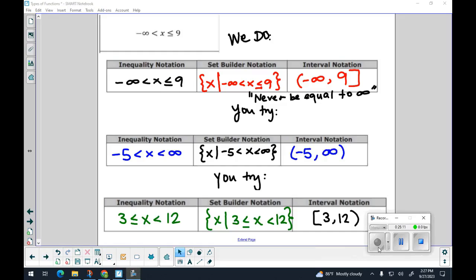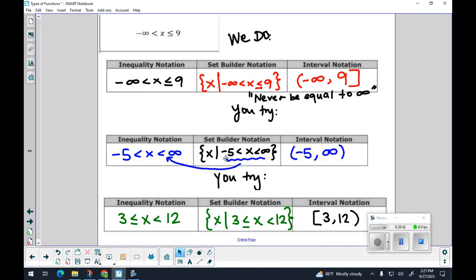Okay, so hopefully you paused the video. Let's talk about the blue one first. For inequality notation, remember it's literally taking the same thing from the set builder notation, which says negative 5 is less than x is less than infinity. And when we talk about interval notation, notice how we didn't have any lines underneath. It's just less than. It's not less than or equal to. So we're going to use parentheses for both the negative 5 and the infinity symbol.